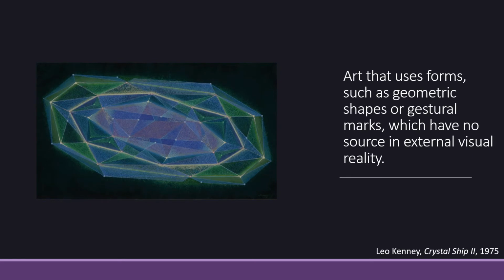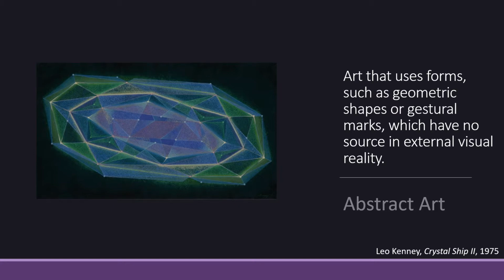The next style of art is a type of art that is based on an object, figure, or landscape where forms have been simplified or schematized. It also refers to art that uses forms such as geometric shapes or gestural marks, which have no source at all in an external visual reality.